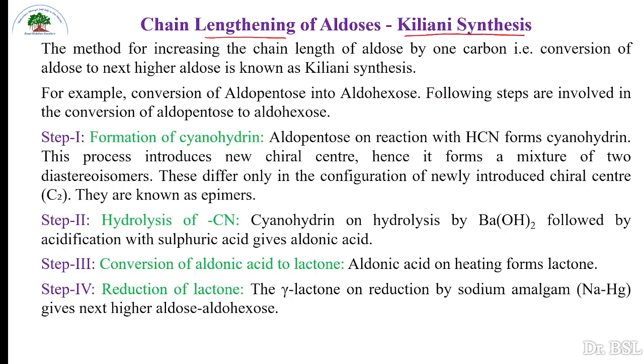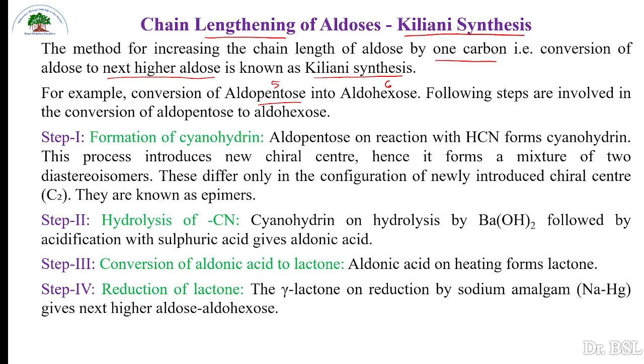The method for increasing the chain of aldose by one carbon, that is, conversion of aldose to the next higher aldose. For example, aldopentose to aldohexose or aldohexose to aldoheptose, that is known as Kiliani synthesis. For example, conversion of aldopentose containing 5 carbon atoms into aldohexose containing 6 carbon atoms. The following steps are involved in the conversion of aldopentose to aldohexose.